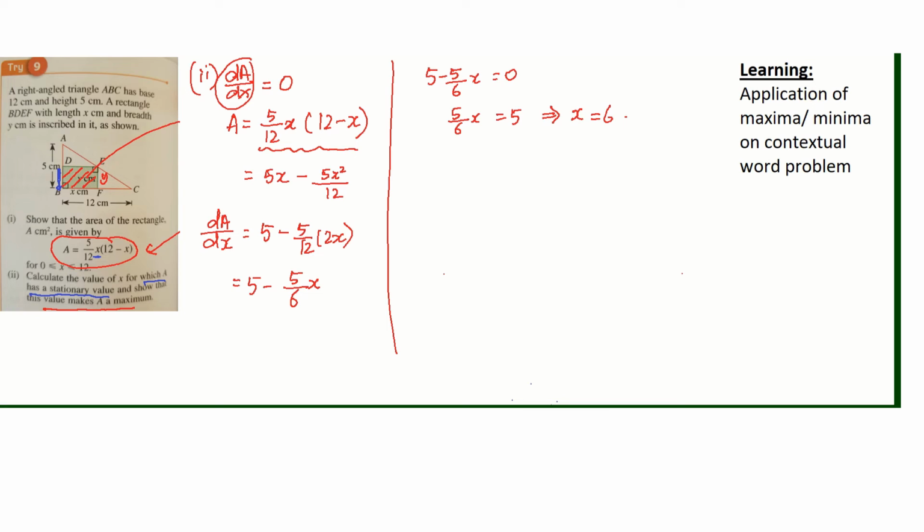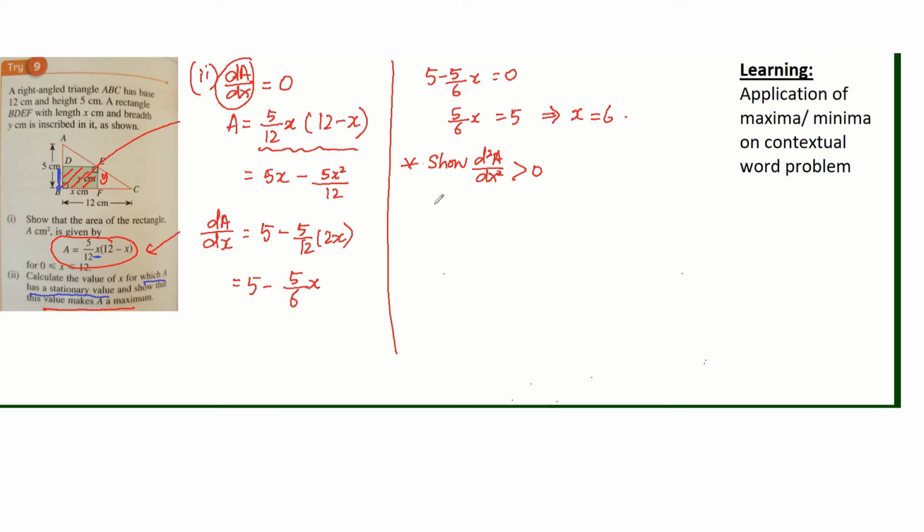How do we know whether A is a maximum or minimum? Remember, it depends on whether d2A over dx squared is positive or negative. So what I need to show is that d2A over dx squared is greater than 0 in this case.